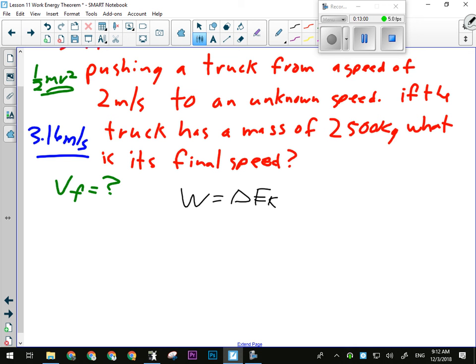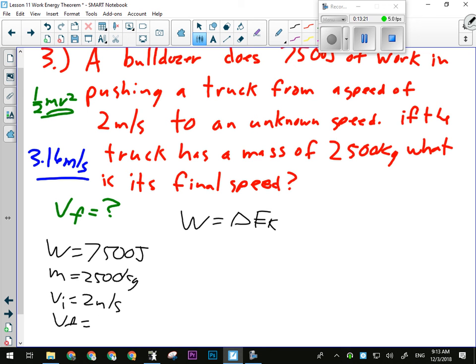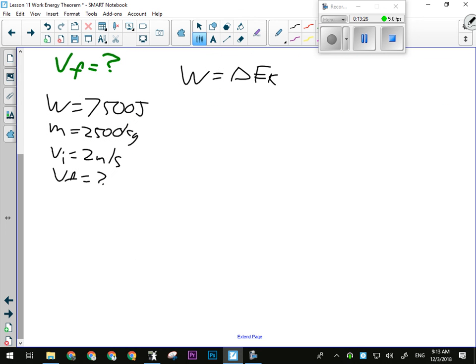So what we know here is that we have 7,500 joules worth of work being done. We have a mass of 2,500 kilograms. We have an initial speed of 2 meters per second, and we have an unknown final speed. That's all the stuff that we know. If work is a change in kinetic energy, that means work equals 1/2 mvf squared, our final kinetic energy, minus our initial kinetic energy.